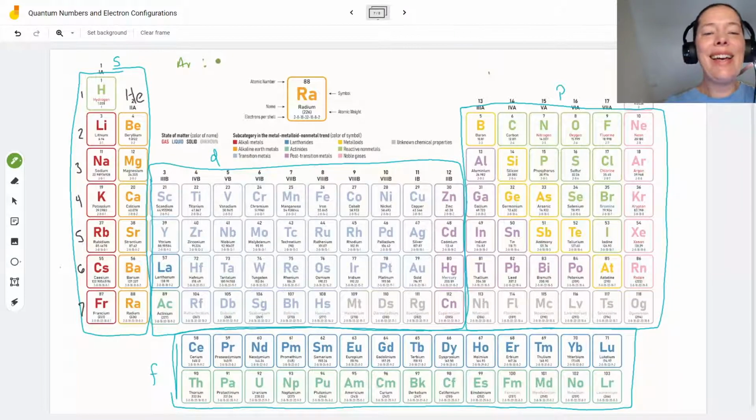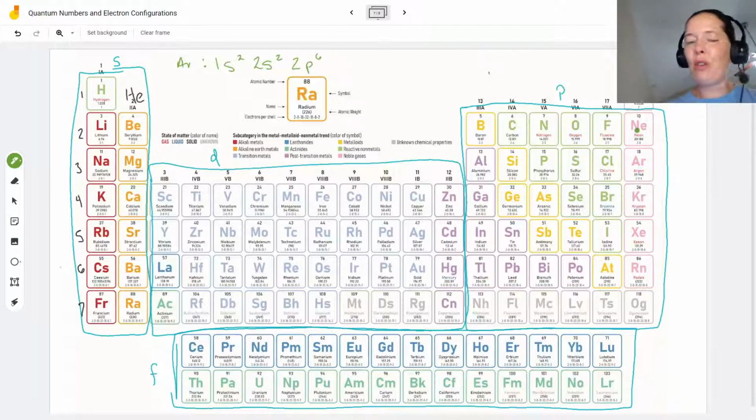I'm starting in the 1s. 1, 2. Go to the 2s. How many? 1, 2. And then I have to jump across to the p's. These are the 2p's. How many? 1, 2, 3, 4, 5, 6. And then my 2p's are full. I have to come down to my 3rd row. But coming back down here, I'm back in my s. How many? 1, 2.